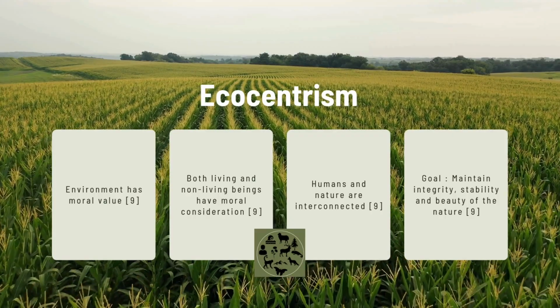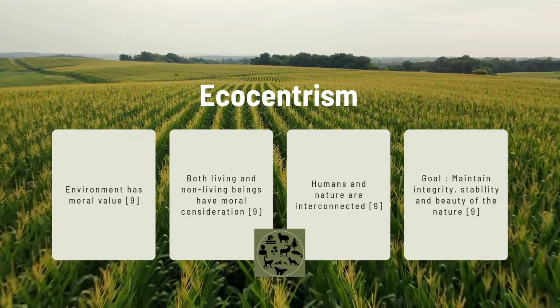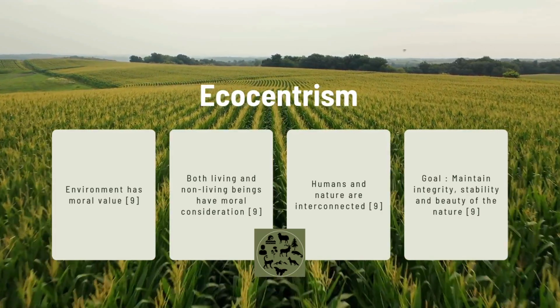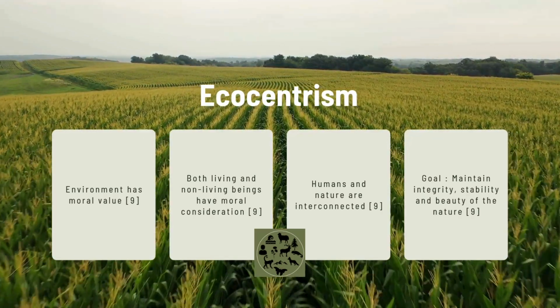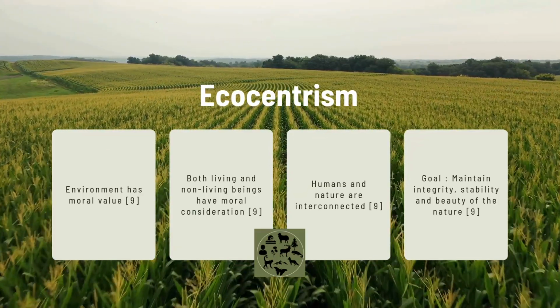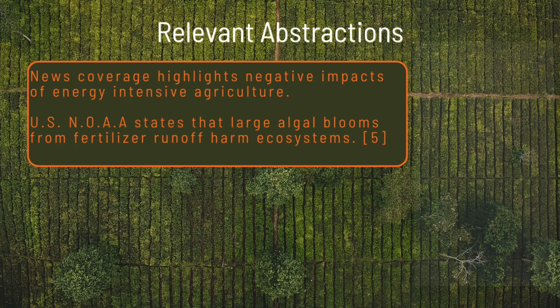In contrast to the anthropocentric view, the ecocentric perspective gives moral value to the environment itself. In this approach, moral consideration is extended to living and non-living beings, and humans and nature are seen as interconnected rather than separate. In general, they oppose intensive agriculture as it does not maintain the integrity, stability, and beauty of the biotic community. Recent news coverage highlights how energy-intensive agriculture can impact the environment negatively.